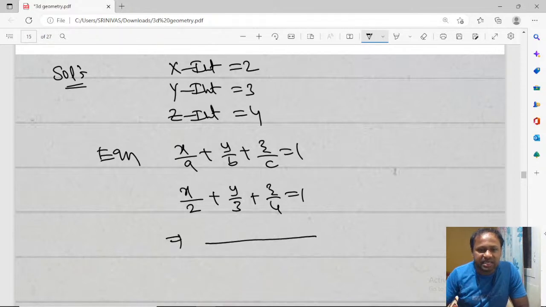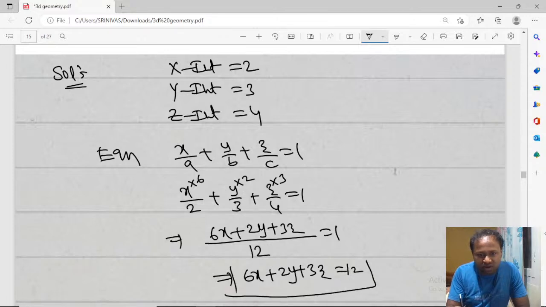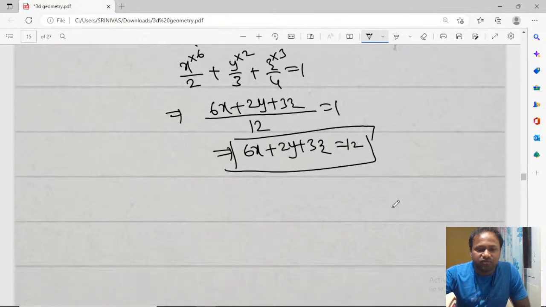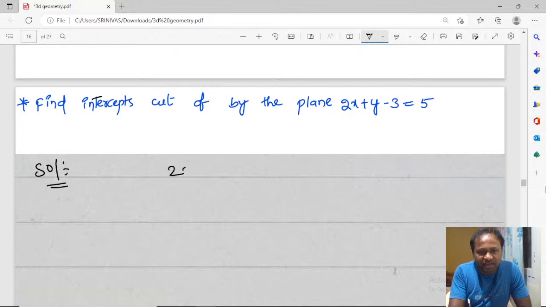What is the LCM? 12 will be the LCM. So 2 6s are, 3 2s are, 4 3s are. So 6x plus 2y plus 3z is equal to 12. The answer will be 6x plus 2y plus 3z is equal to 12. This is another problem. With this, one more problem will be there. Intercepts we need to find. So intercepts, how to find?